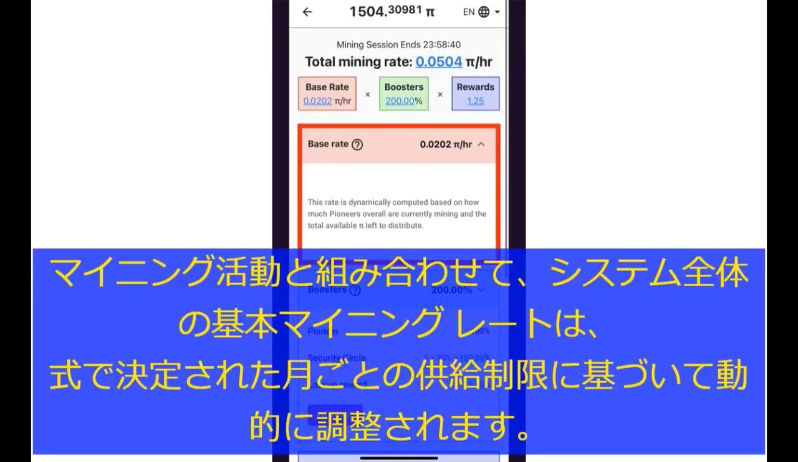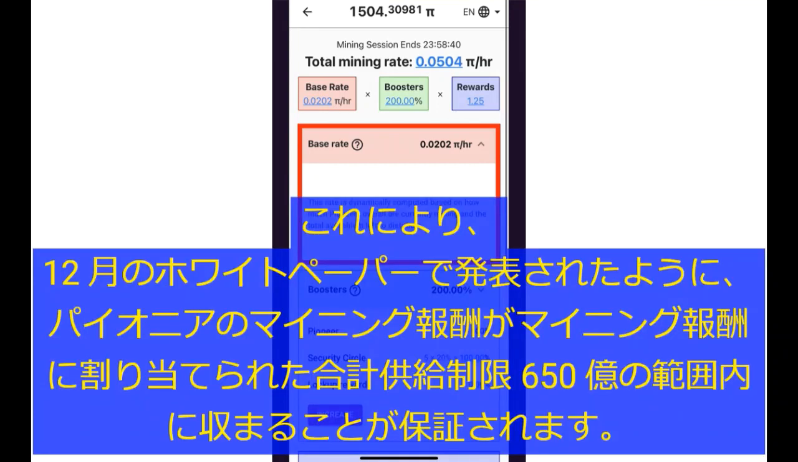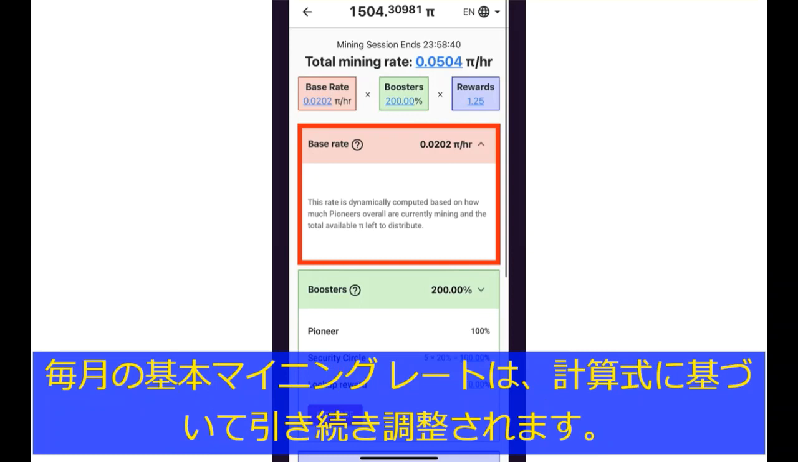In combination with mining activities, the system-wide base mining rate is adjusted dynamically based on a monthly supply limit determined by the formula. This ensures that pioneer mining rewards are within the total supply limit of 65 billion allocated for mining rewards as announced in the December white paper. The monthly base mining rate will continue to be adjusted based on the formula.